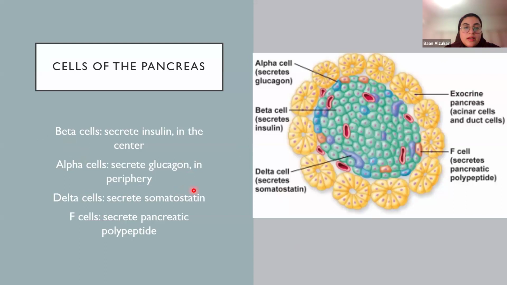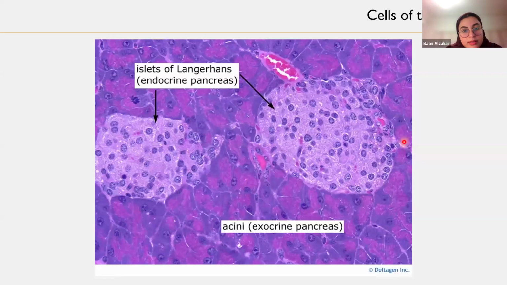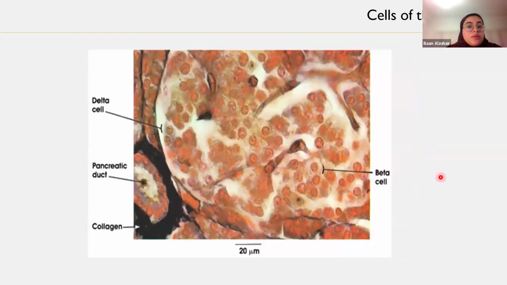We also have delta cells, which are found in a smaller amount than the beta and alpha cells, and they secrete somatostatin. We also have the F cells, these red ones over here. As you can see, there are not many of them. They secrete pancreatic polypeptide. This picture was taken from Dr. Yaqeen's slides, and it was also emphasized by the doctor.